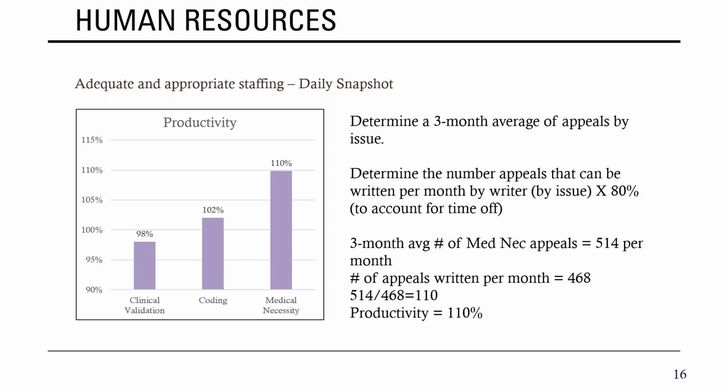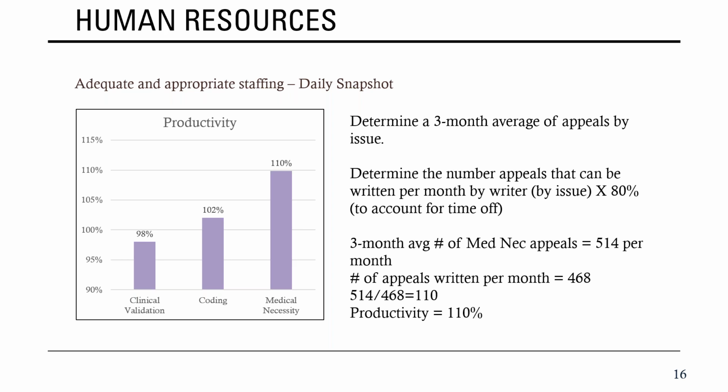So they're running the fastest on the treadmill right now. A few more appeals are coming in the door than what they can actually get written and push out the door. Coding is 102%, and my clinical validation staff 98%. So I'm pretty happy with that. I do want to keep an eye on my medical necessity team because they're getting a little bit more work in than what they can accomplish on a daily or monthly basis. I hope that made sense.